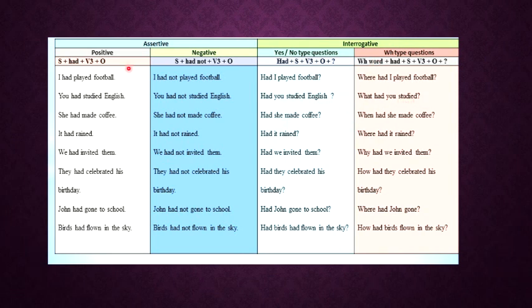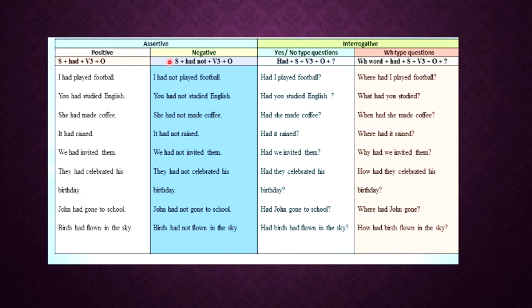Let us see. I had played football. Changes to negative: I had not played football. Changes to interrogative: Had I played football? This is yes, no type. Okay. But when you have a question word, like where had I played football? In that we are not using had in the starting because we already have a question word.